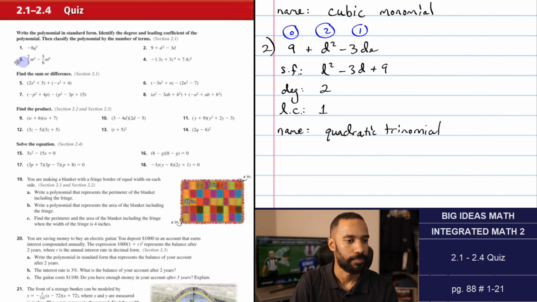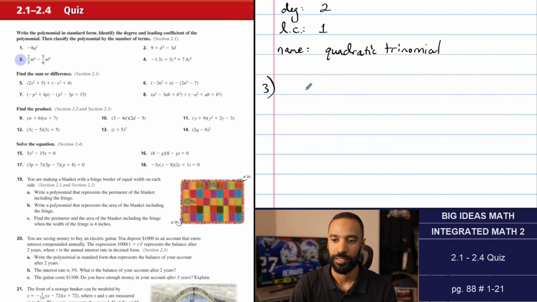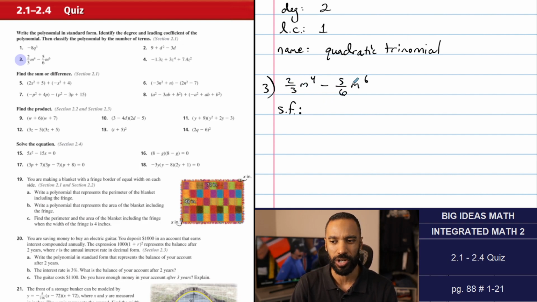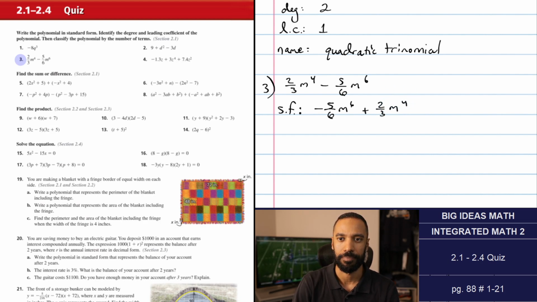Number 3. 2 thirds m to the 4th minus 5/6 m to the 6th. So the only thing for standard form that matters when writing in descending order of degree is the degree itself. Doesn't matter what these coefficients are. Keep that in mind. This is an m to the 6th, degree of 6. We're going to write that one first. And it's a negative. Negative 5/6 m to the 6th plus 2 thirds m to the 4th power. Just like that. Okay, so that's the beginning part.